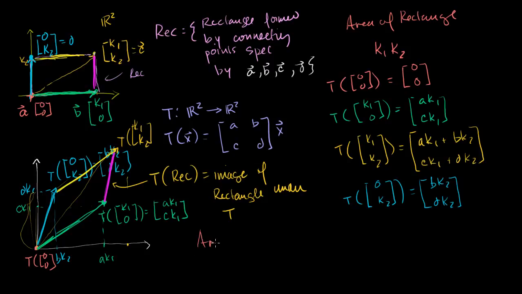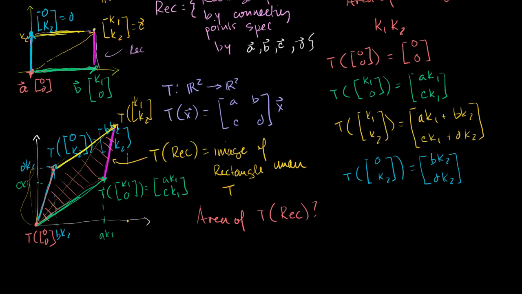Now, what is the area? What is the area of the image of our rectangle under our transformation? What is the area of this thing? What is this area right there? Well, we could view this parallelogram, essentially, as a parallelogram generated by this vector and that vector, right?